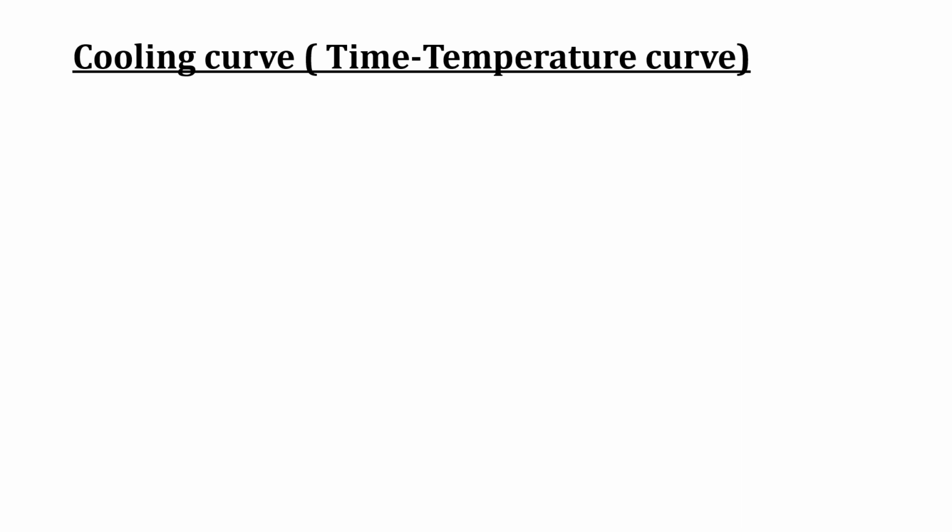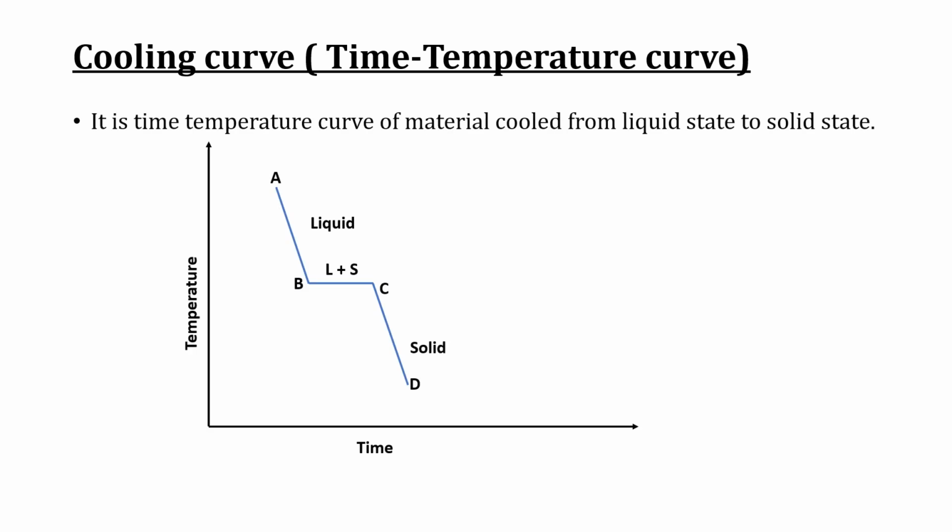It is a time-temperature curve of a material which is cooled from the liquid state to the solid state. As you are seeing in the diagram, the material is cooled from point A to point B, and from point A to point B the material is in the liquid state. Then at point B solidification starts, and from point B to point C it is in the liquid plus solid state, and after C it is completely converted into a solid, and point D is the room temperature point. So this is the cooling of a metal from the liquid state to the solid state.